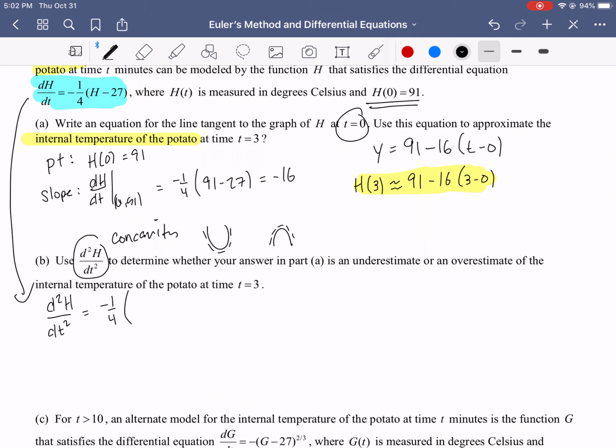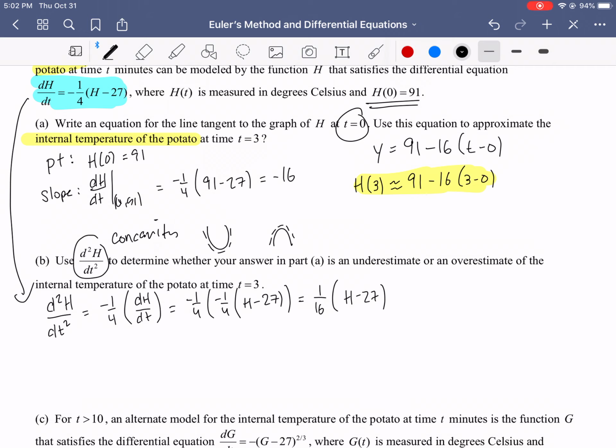And I'm going to multiply by the derivative of h minus 27 with respect to t. That's the key ingredient there, that the derivative is with respect to t, which means that's going to be dH over dt. Now, I know what dH/dt is, so I'm going to substitute it in here, negative 1/4 times h minus 27. And if I simplify this, multiply the negative 1/4 together, that's going to give me positive 1 over 16 times h minus 27.